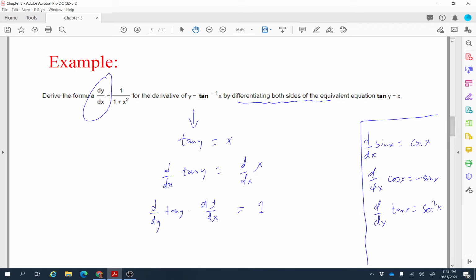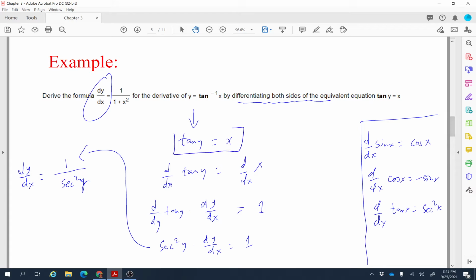Okay, so that's what I'm going to use here. Derivative of tangent of y is secant square y, dy over dx equals 1. So what is the dy over dx? From here, if we go to the next step, dy over dx can be written as 1 over secant square y.